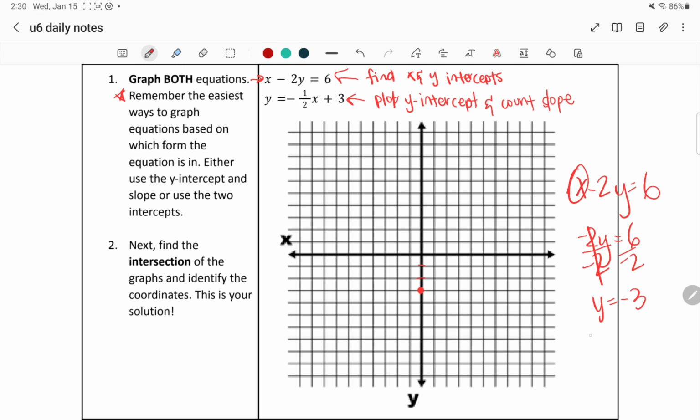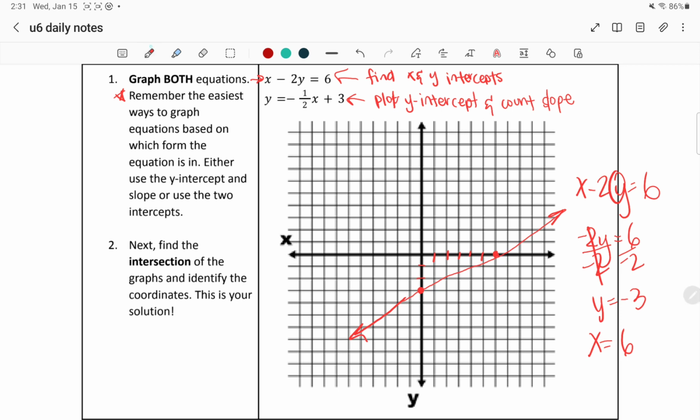And then if I plug in 0 for y, then I have x equals 6. And I don't have to solve any further because x is already by itself. 1, 2, 3, 4, 5, 6. Okay, and then I'm going to draw a line. Hopefully your line looks better than mine. Mine's pretty crooked. Okay. Obviously on Delta Math, your lines will be exact, so it'll be easy to find your intersection.